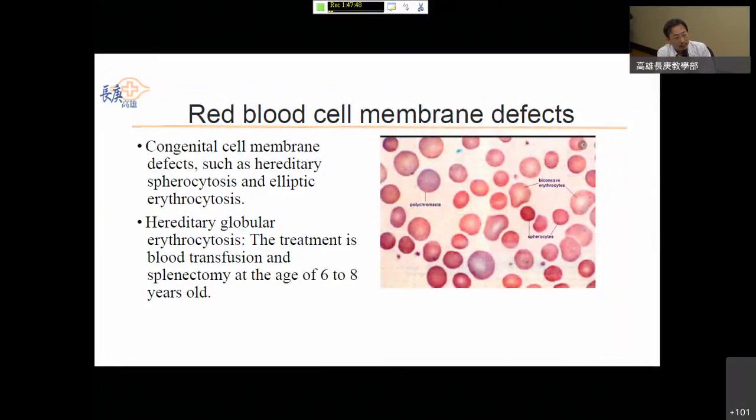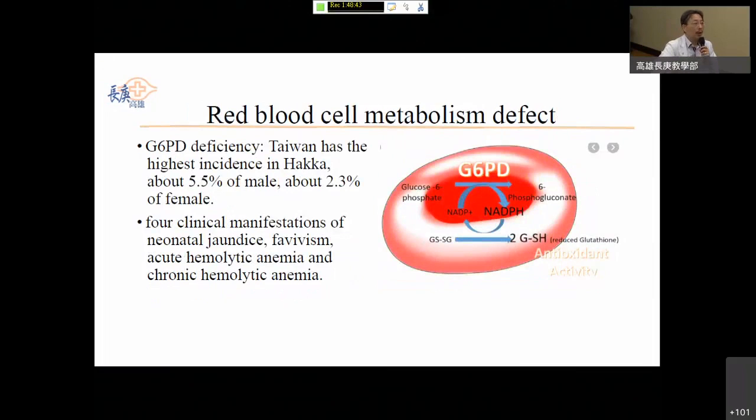So when the red blood cell membrane has some hereditary defect, it has spherocytosis or an elliptical form, and the red blood cell tends to be destroyed very easily by the spleen. So this will cause hemolytic anemia as well. If the kids have this congenital red blood cell membrane disease, most likely the children will receive regular blood transfusions and eventually need a splenectomy by the age of 6 to 8 years. And then there is red blood cell metabolism defect.